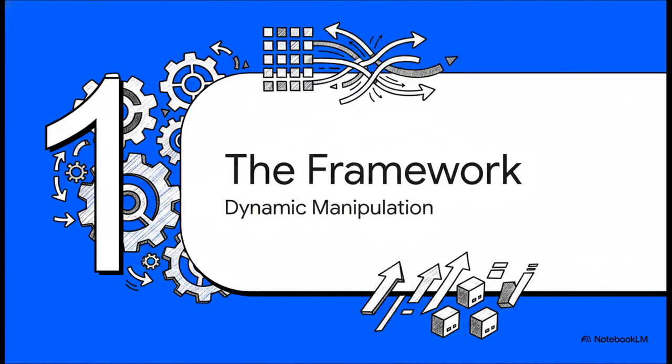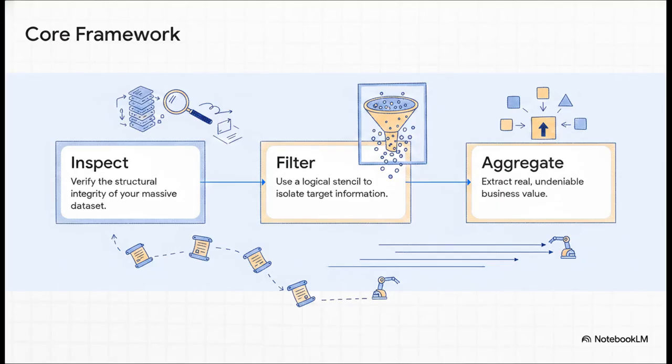Section 1, the framework. Moving from manual viewing to dynamic manipulation. Okay, so that covers the basics of what we're working with. Now, for the intermediate learners and working professionals out there, we're going to see how these building blocks translate into an actionable, repeatable framework. This is all about moving away from manually staring at rows and columns and moving toward dynamically manipulating them. To do this, we use a core 3-step mechanical framework.